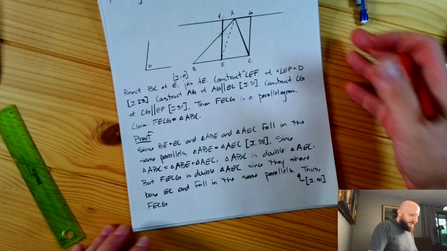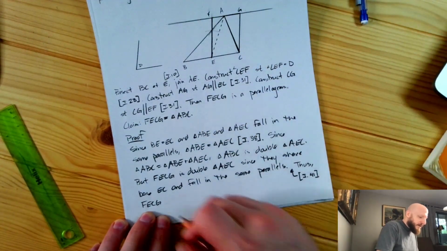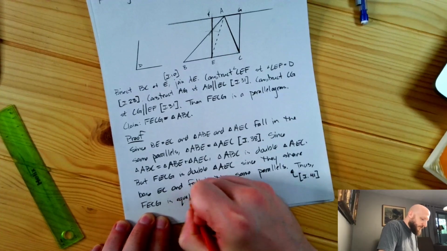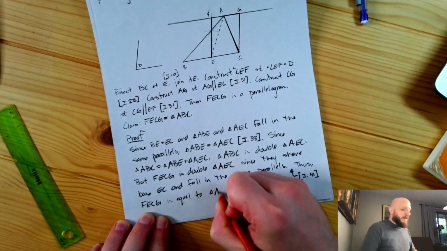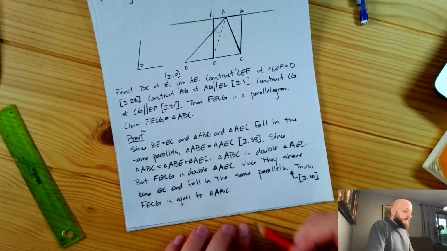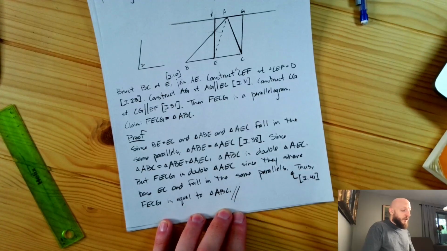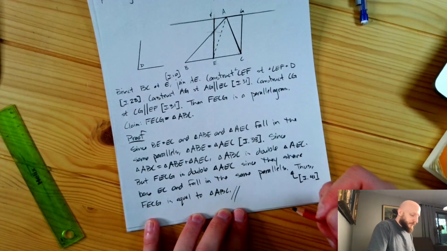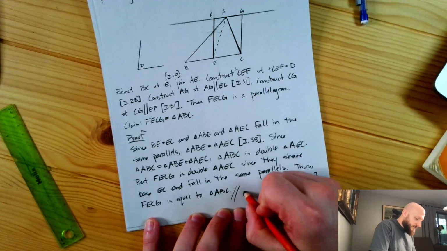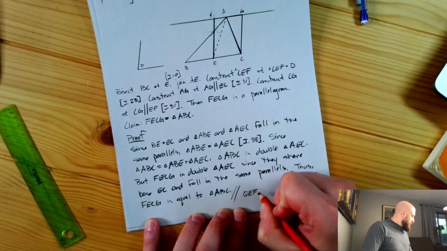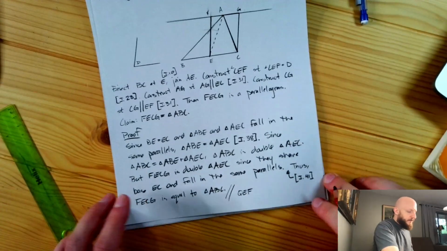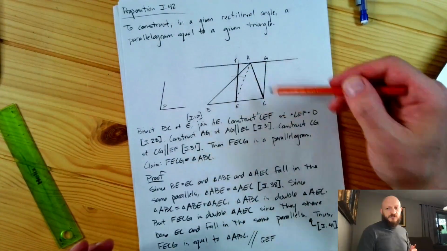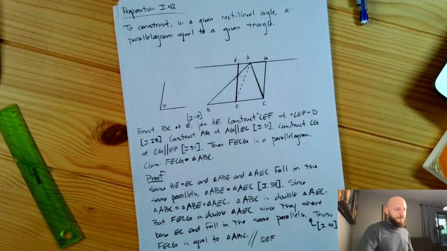All right, so FECG is equal in area to triangle ABC, because both triangle ABC and FECG are double AEC. So they're equal. And that's the end of it. We have proven what we needed to prove because the parallelogram FECG is equal in area to ABC, and it contains, by construction, angle D. QEF.